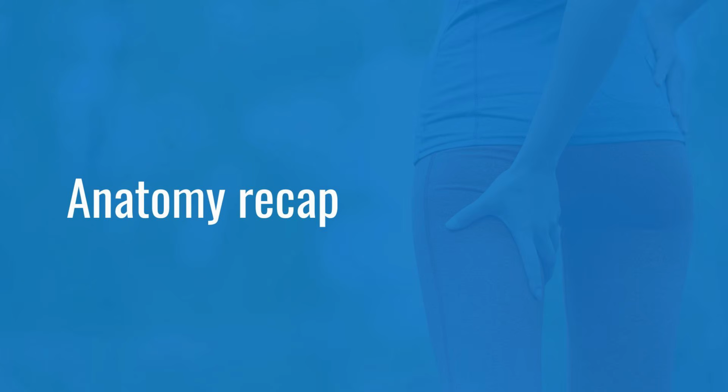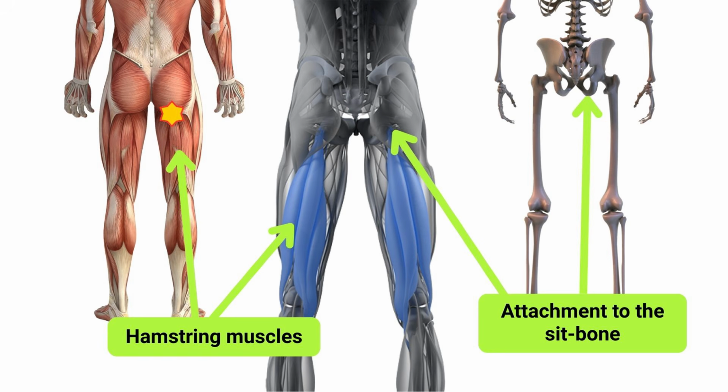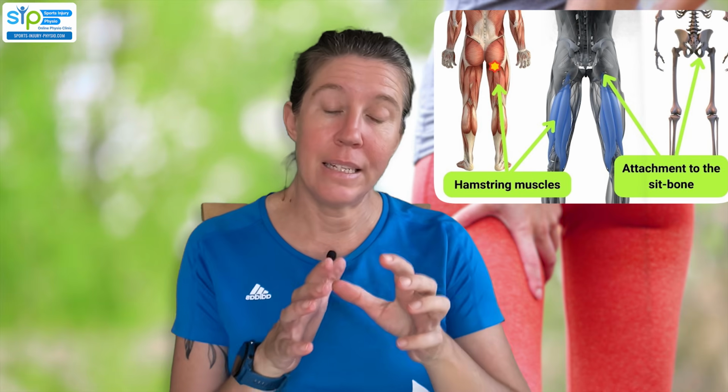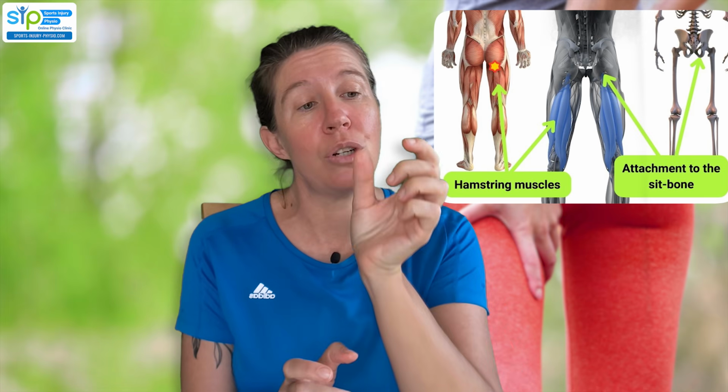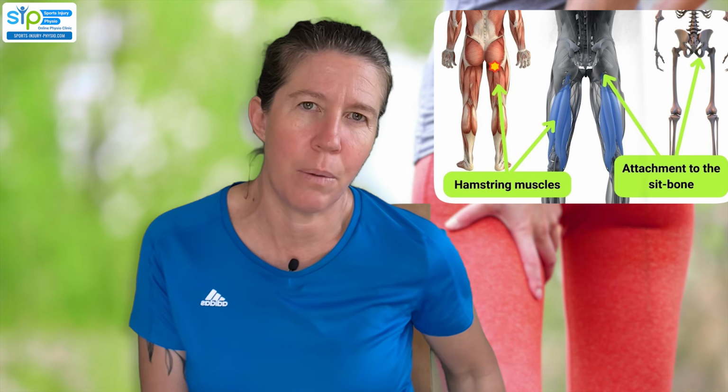Let's do a quick recap of the anatomy first. Your hamstring muscles are the ones at the back of your thigh, and they have tendons at the bottom that attach them around the knee and tendons at the top that come together and attach right into the sit bone, where you take most of your pressure when you're sitting.